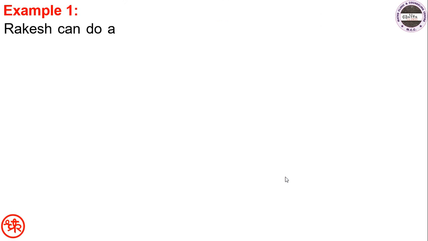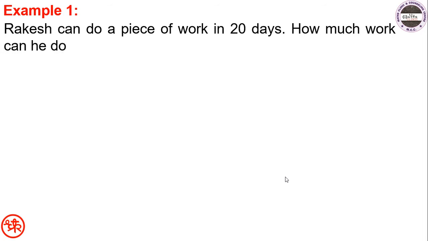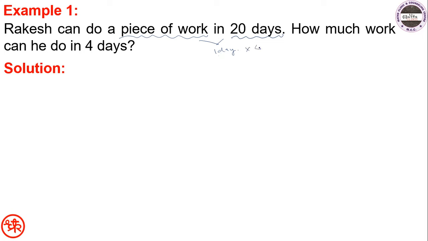Okay, so let us see the first example. The example is like this: Rakesh can do a piece of work in 20 days. How much work can he do in 4 days? That clear? So look at here, solution. Rakesh can do a piece of work in how many days? 20 days. So from here we can find the work in 1 day. And if we multiply this work in 1 day, you will get work in 4 days. Okay, so let us see.